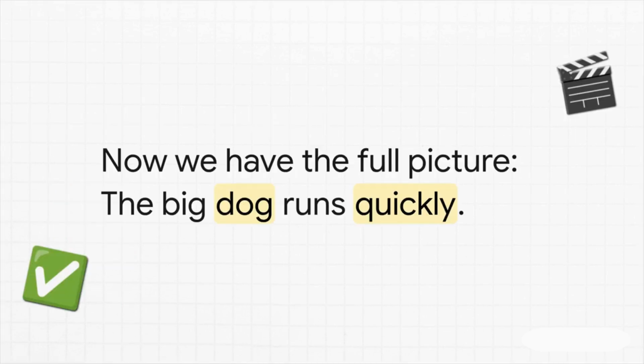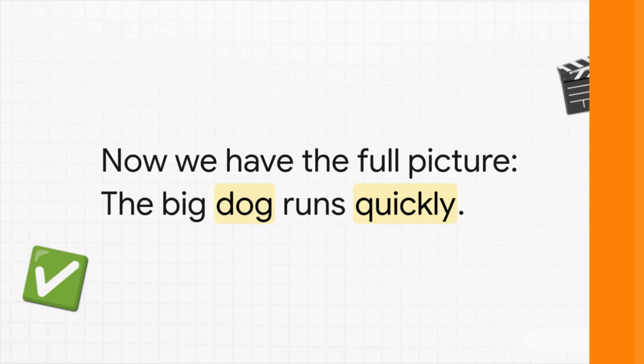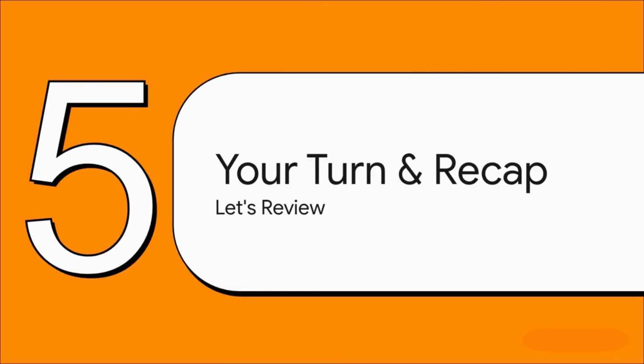And there you have it, our finished masterpiece. The big dog runs quickly. Just step back and look at what we've built. We have our noun, the dog. We have an adjective telling us what it looks like, big. We have its action, the verb, runs. And now we have an adverb that tells us how it runs, quickly. We have a full, complete picture. That was great work. You've just learned about all four of the main building blocks of English.